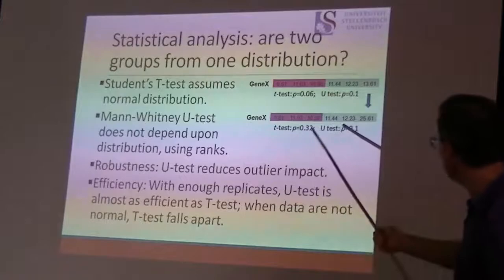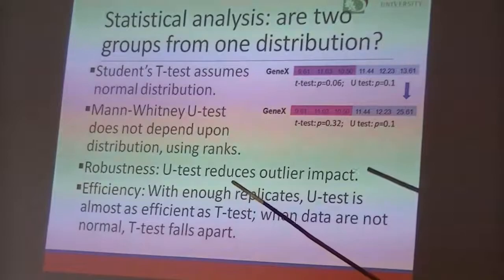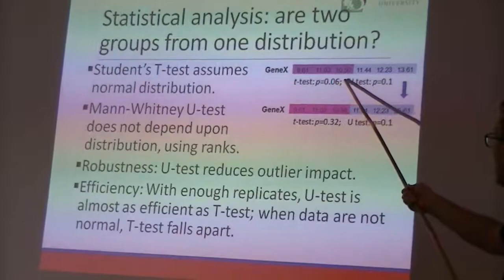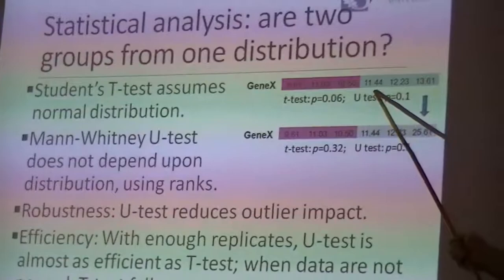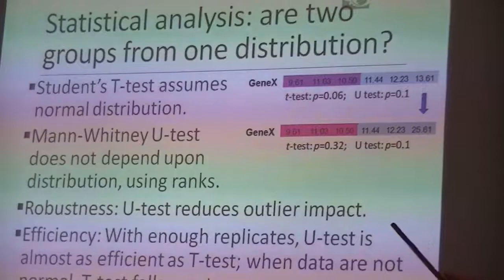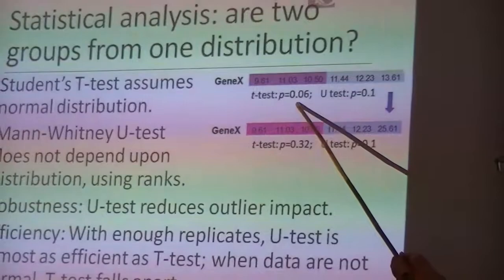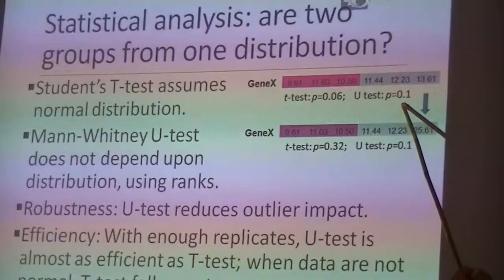So there are two examples that I've drawn out here. These are data from Bing Zhang's slide, actually. I'm going to read these numbers off because I realize they appear quite small. On the left, for gene X, we have 9.61, 11.03, and 10.5. So pretty closely distributed numbers. On the right, we have 11.44, 12.23, and 13.61. If we compare those three values to three values using the t-test, we get a p-value of 0.06. But we get a U-test p-value of 0.1. So they're producing different results here.